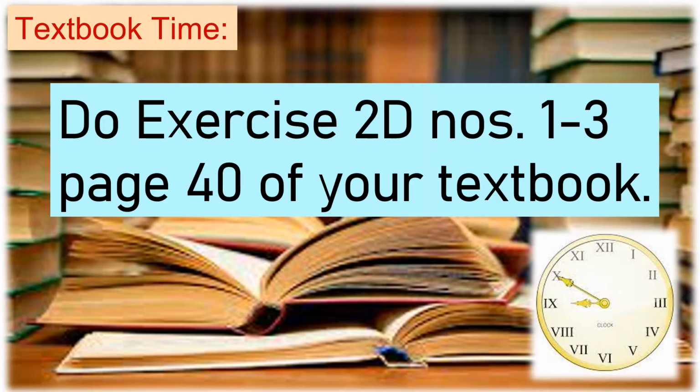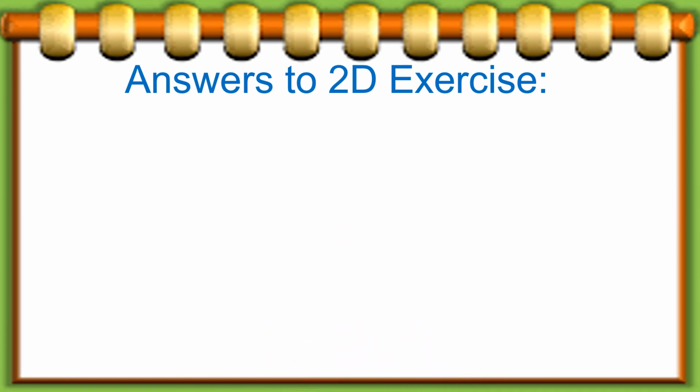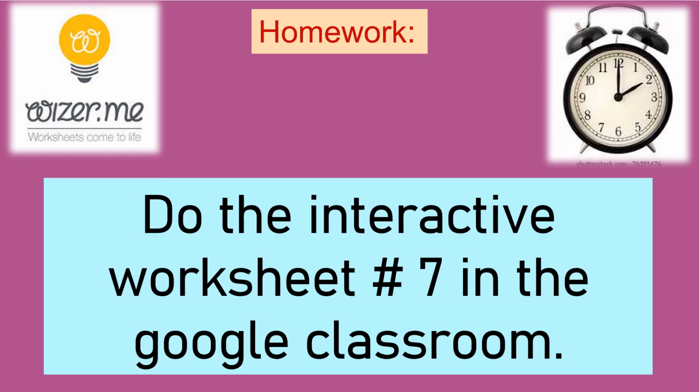Now it's textbook time. Do exercise 2D numbers 1 to 3, page 40 of your textbook. So these are the answers to the 2D exercise. And then for your homework, do the interactive worksheet number 7 in the Google Classroom.